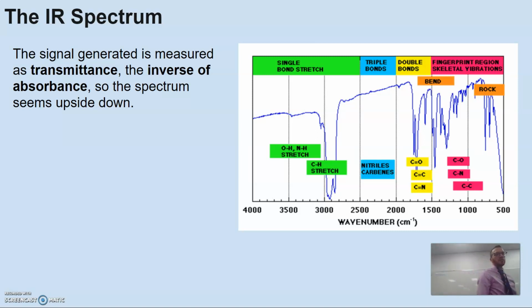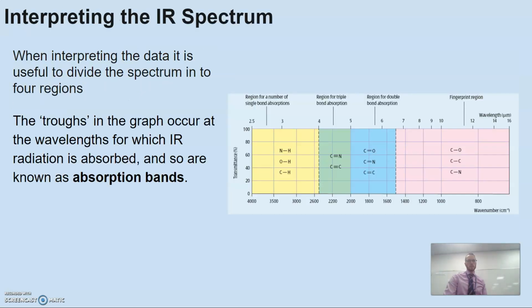We've got this thing called transmittance, or the inverse of absorption. So, the top being 100%, the bottom being 0. We've got different absorption bands. I talked about in the pink there, less than 1300 to 1500 is the fingerprint region. Ignore that. I'm more interested in anything above 1500.